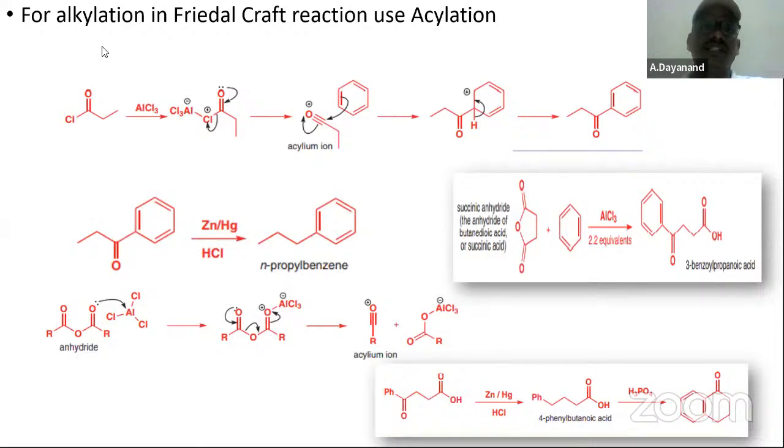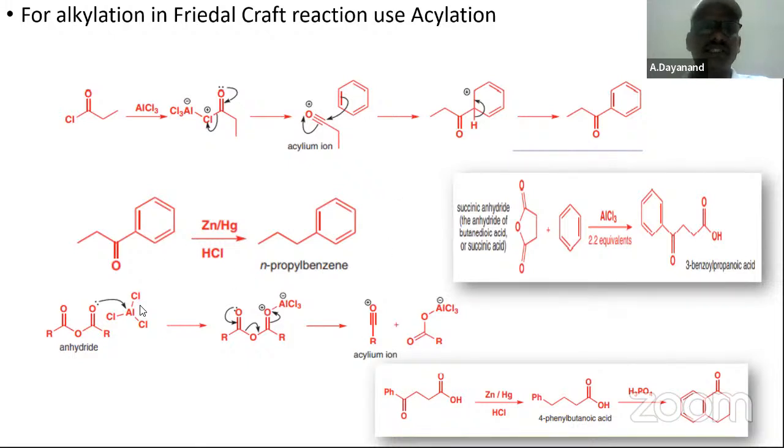Friedel-Crafts uses the acylation route, because alkylation through the acylation route is easy. Why? Because they can be converted. Acyl chloride is more reactive. That is why we use the acylation route.